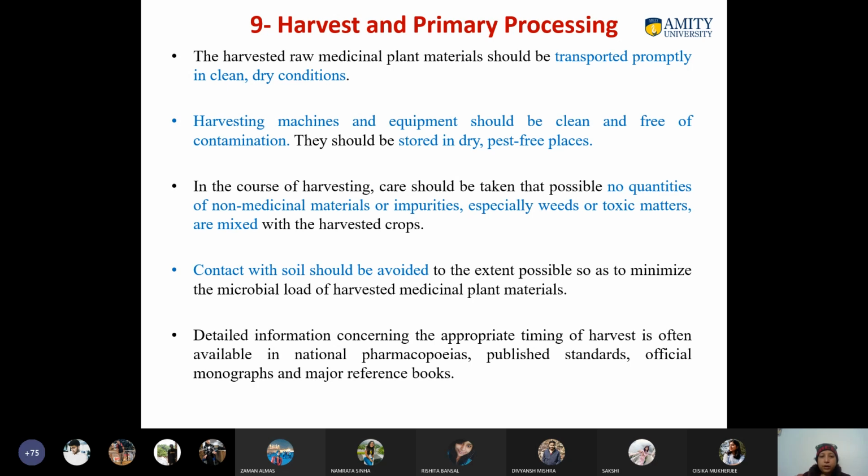Okay, then your contact with the soil should also be avoided, because soil is a storehouse, a reservoir of all the pathogens. So you have to ensure that your contact with the soil is avoided to the maximum possible level. Okay, and you have to give detailed information about at what time you have harvested. All of this information is generally given in the national pharmacopoeias or journals, where published standards, official monographs are available, or in reference books.